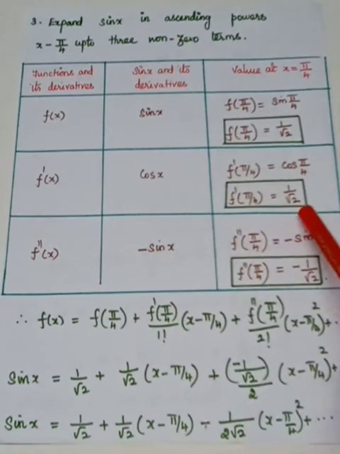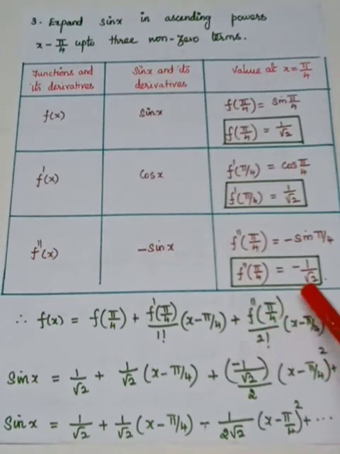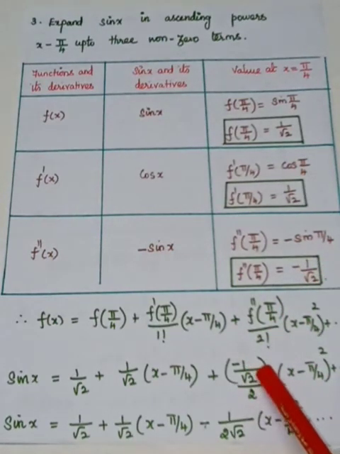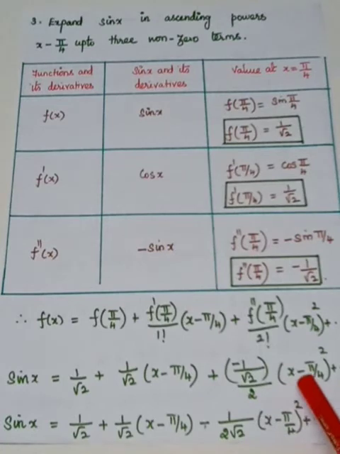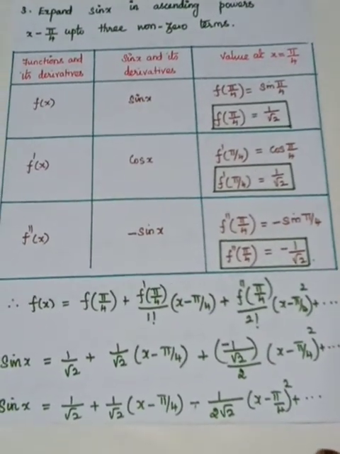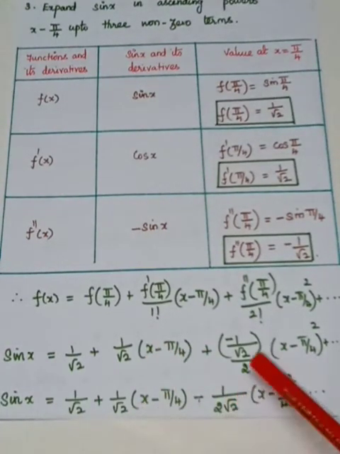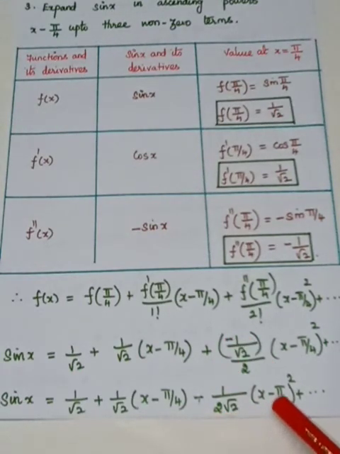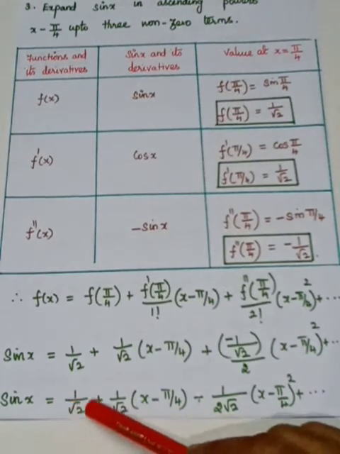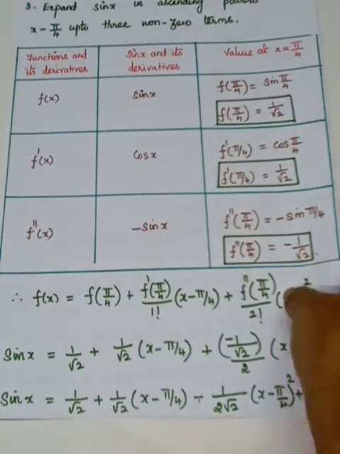f dash of pi by 4 is 1 by root 2 into x minus pi by 4, plus f double dash of pi by 4 is minus 1 by root 2. So minus 1 by root 2 divided by 2 into x minus pi by 4 the whole square plus etc. And sin x, if you expand, it is 1 by root 2 into x minus pi by 4. Here minus, you will have minus 1 by 2 root 2 into x minus pi by 4 the whole square. We have written 3 non-zero terms in the ascending powers of x minus pi by 4. Okay, so the next one.